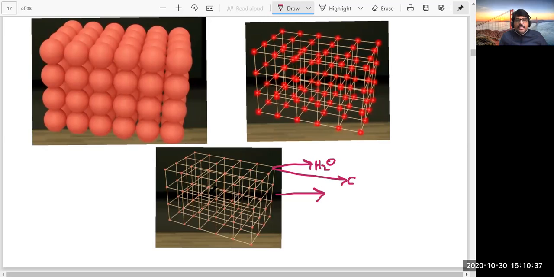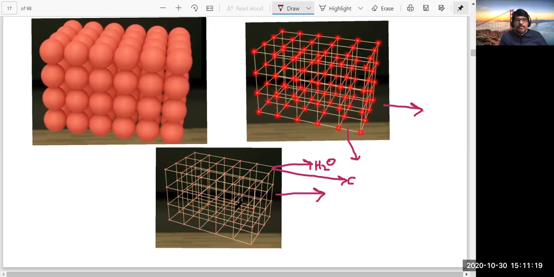So while writing the space lattice or crystal lattice, what exactly are we doing? Simply, the constituent particles are represented by points, and these points are joined by straight lines. You can see these points are joined by straight lines, and whatever you get is called a space lattice or crystal lattice, and these points are called lattice points. This is the representation, and this whole structure is called a crystal lattice or space lattice.